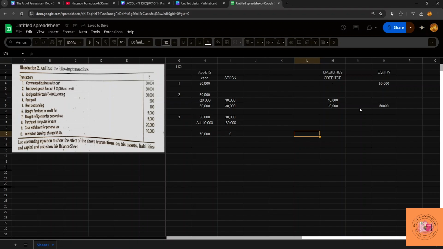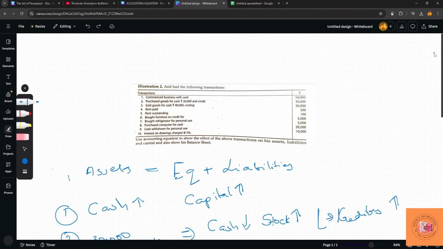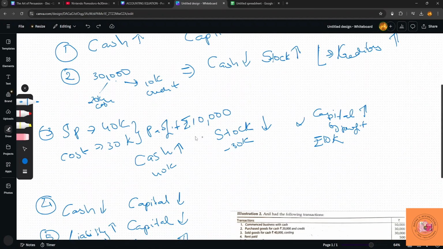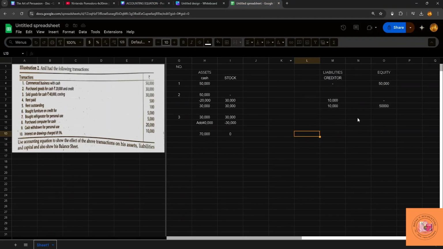And as we saw in the effects, we have a profit of 10,000. So the 10,000 profit will be added to our capital. Here 10,000, here 50,000. Just write add 10,000. So which gives me a total of 10,000. And here 60,000. 70,000, 70,000. Balanced. Okay. Now the fourth transaction.